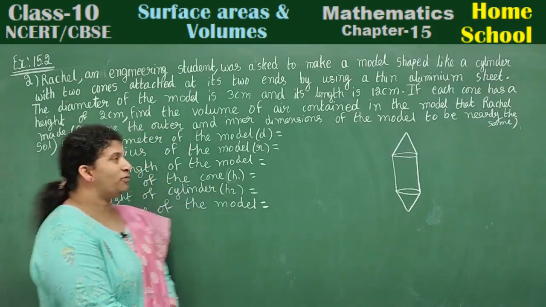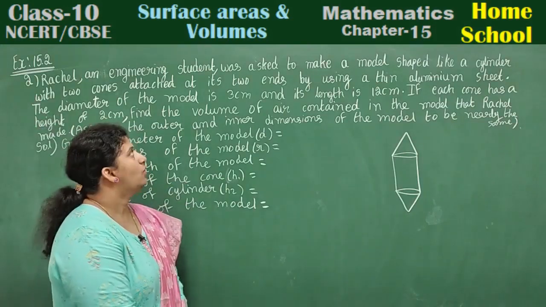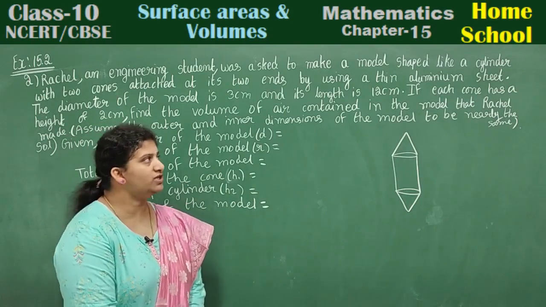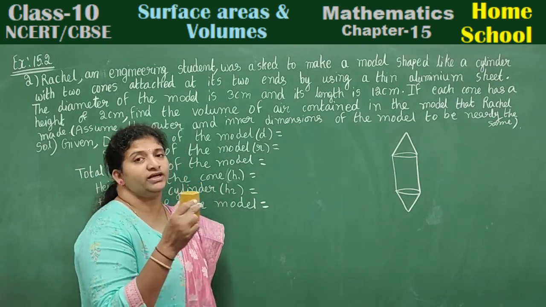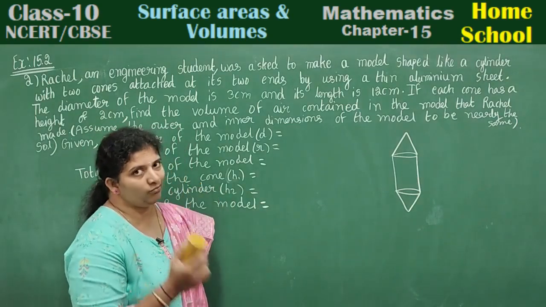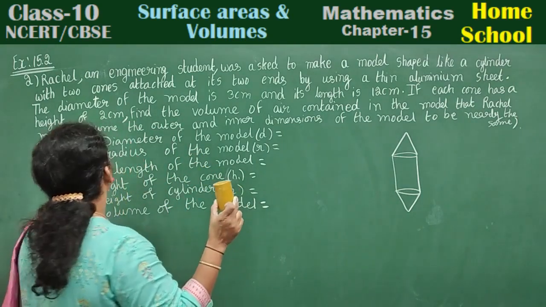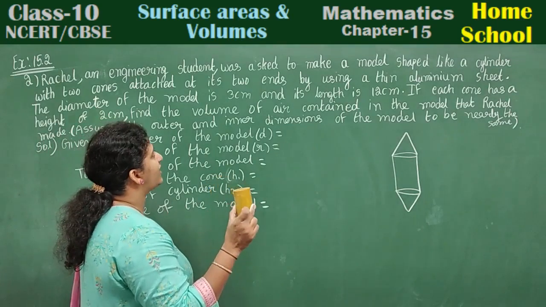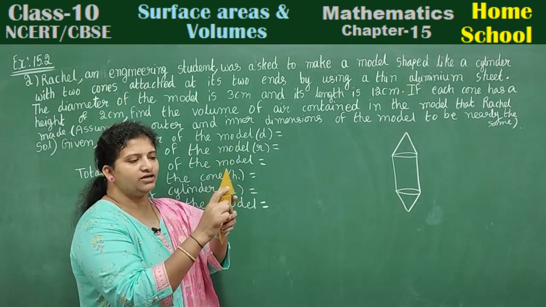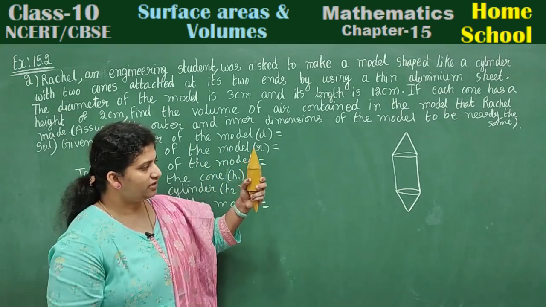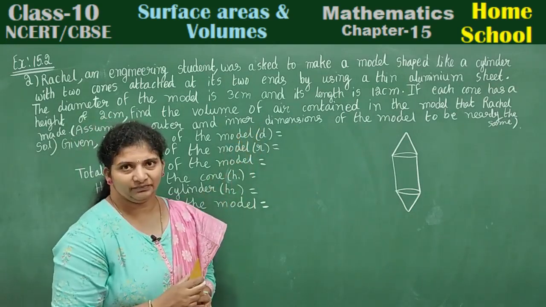Understand the problem carefully and frame the formulas. Let's see the second problem. Rachel, an engineering student, was asked to make a model shaped like a cylinder. They asked that student to make a model like a cylinder. You can imagine the cylinder, this one, with two cones attached at its two ends. One cone is placed here and another cone is placed here like this. Can you imagine the two cones? Two cones and a cylinder.